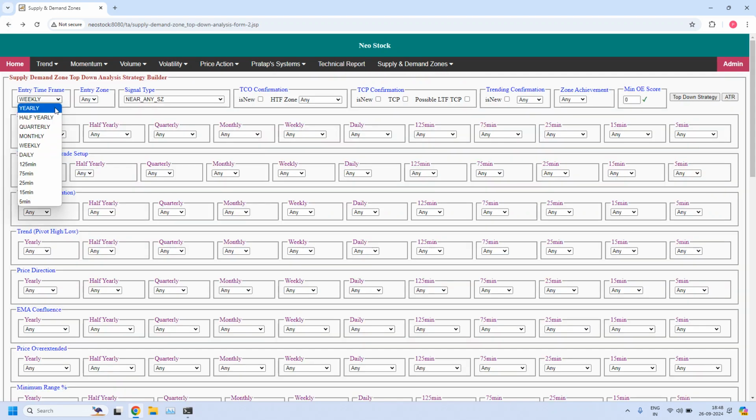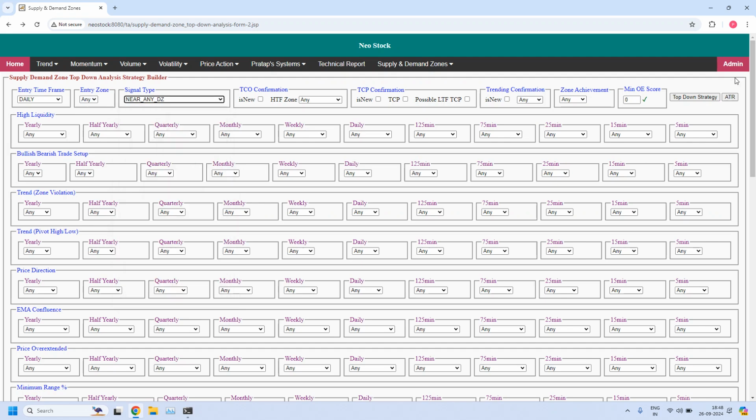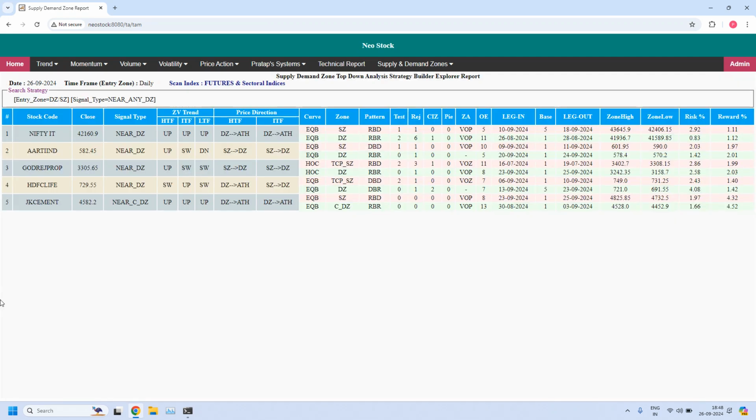The next time frame is daily. Entry time frame daily. Let us find the stocks near the daily demand zone. Five stocks are filtered. Let us identify high liquidity daily demand zones, if any. Okay, here we have JK Cement, which has a high liquidity daily demand zone, and it is a fresh zone.